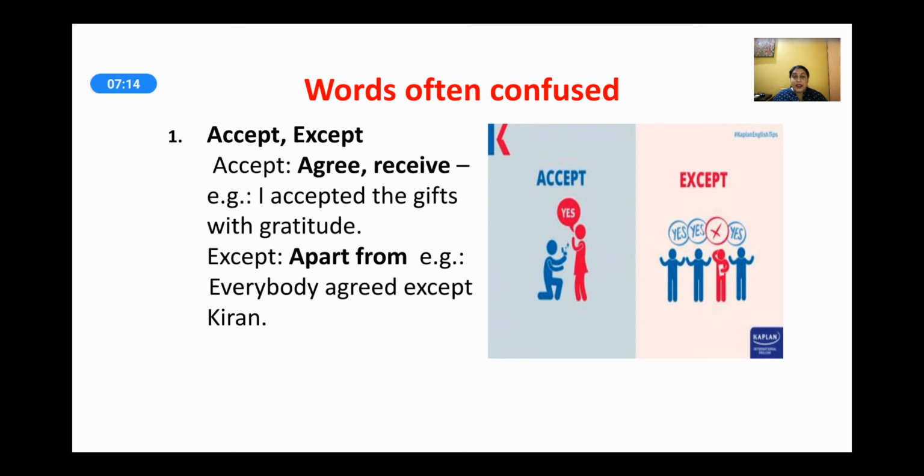The other word, except. Except means apart from. Except him, except her. So in the sentence there, you can see there are four people. Three of them have an opinion of yes, while only one person is saying no. So you can say everybody agreed except Kiran. That is, apart from Kiran, everybody else agreed.